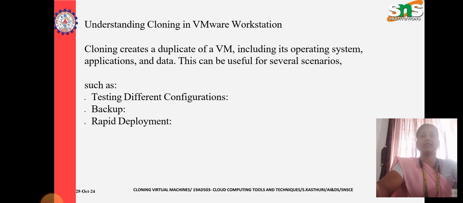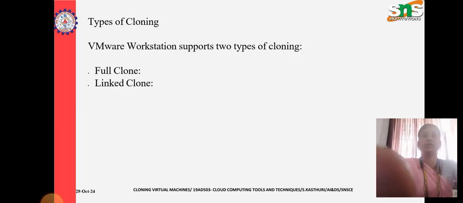Next is the types of cloning. We have full clones and linked clones. A full clone is a complete independent copy of the VM. Changes made to the clone do not affect the original VM and vice versa. This is the most common type of clone.